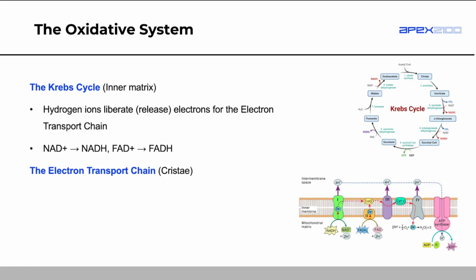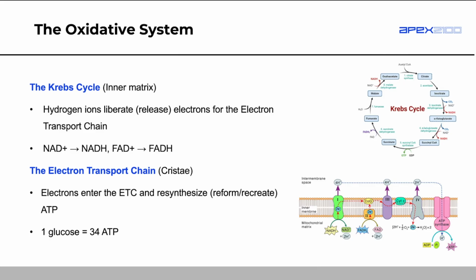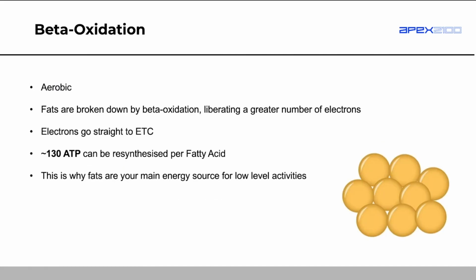So the electron transport chain, again, another very complicated looking structure. What we know already is that it occurs in the cristae of the mitochondria. All you need to know about the electron transport chain is that electrons enter the electron transport chain and resynthesize, which means to reform or recreate ATP. And here is where we get that 34 ATP molecules per 1 glucose. Okay, so that is glucose and the oxidative system.